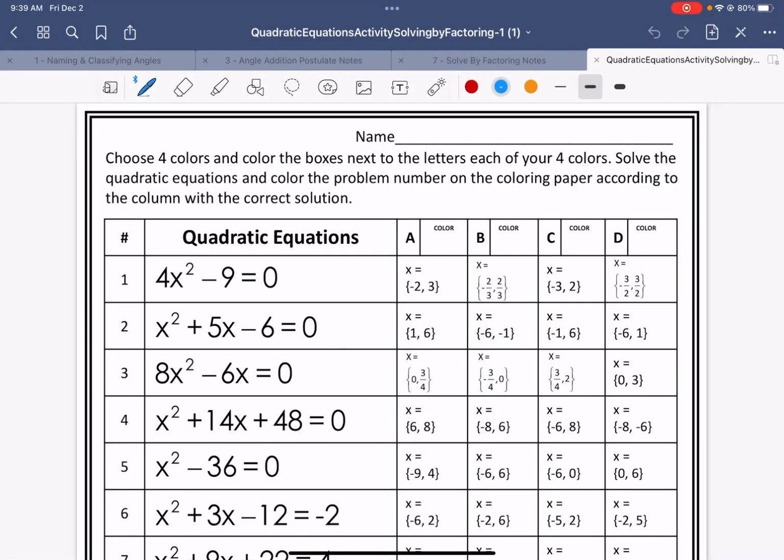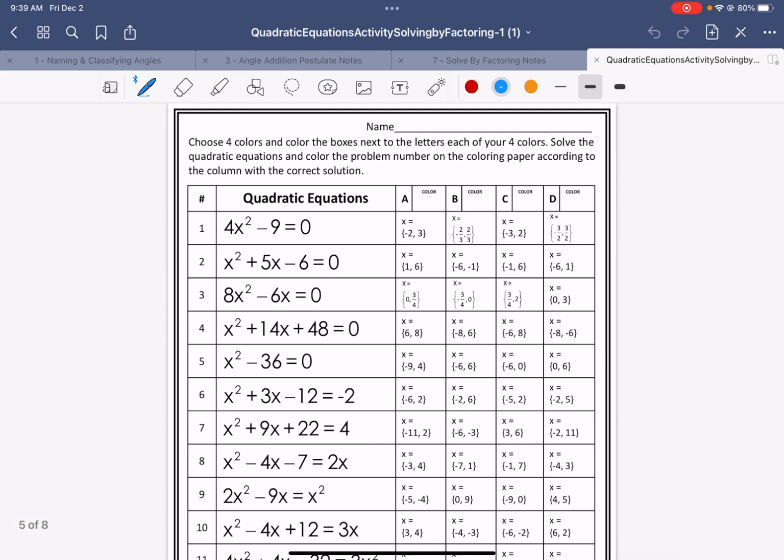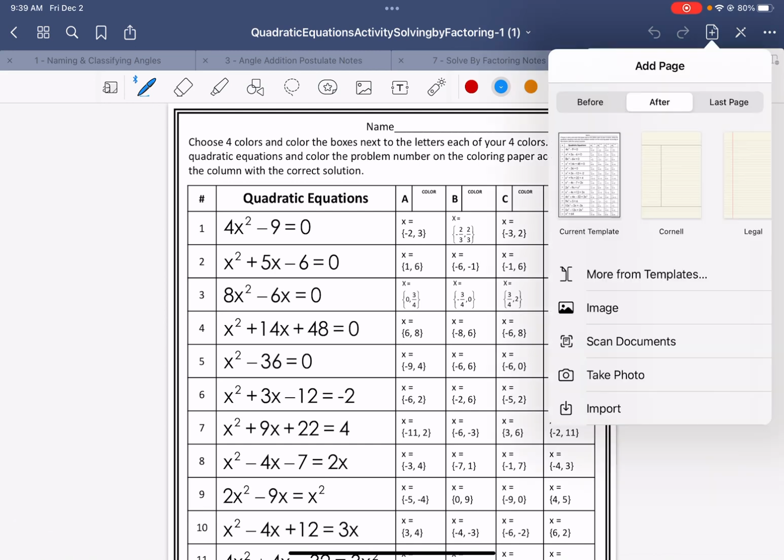Good morning. Okay, so Mr. Leonard said y'all were struggling with some of the factoring, so I wanted to make sure I go over some of them with you. So I'm gonna go ahead and I think I can add a sheet.